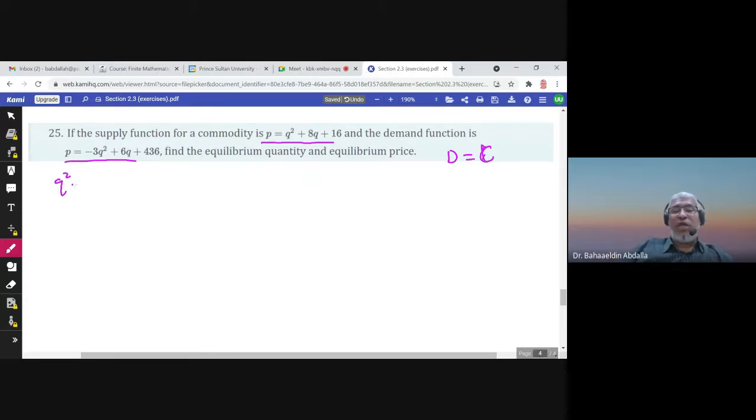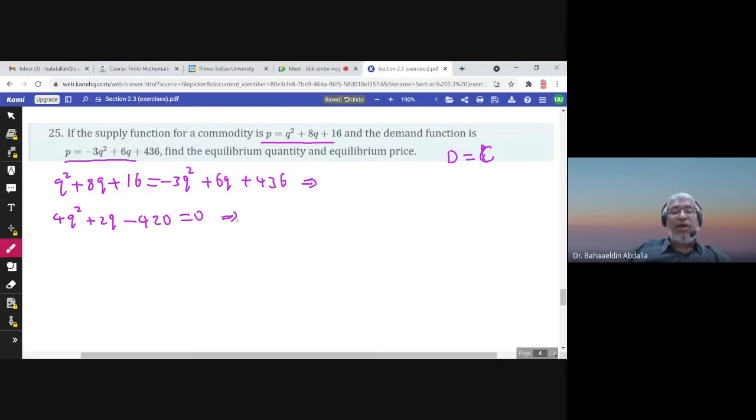So I can just say that Q squared plus 8Q plus 16 is equal to -3Q squared plus 6Q plus 436. And I solve this equation. This is a quadratic equation. I take everything to the left-hand side. 1 plus 3 would be 4Q squared. 8Q minus 6Q, that's 2Q. 16 minus 436, that's negative 420, equals 0.